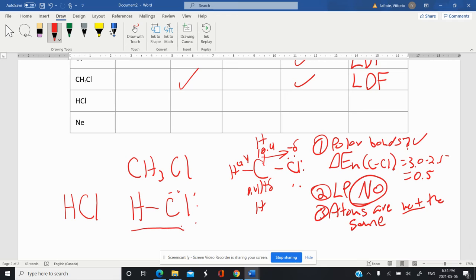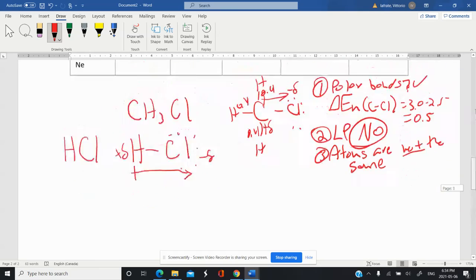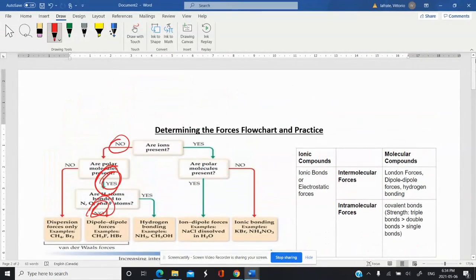And the electronegativity of chlorine is higher, so the partial negative side is where the Cl is, and partial positive is where the H is. So we do have a polar molecule. It's 0.9 electronegativity difference, but it's not ionic. So we know that there's no ions present.